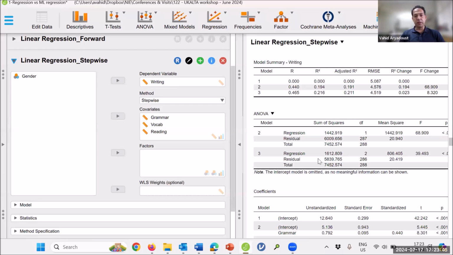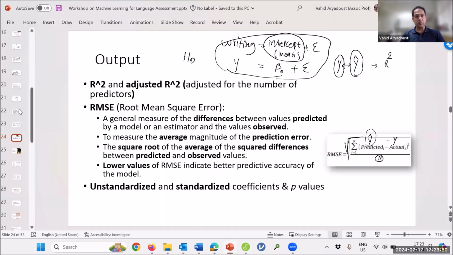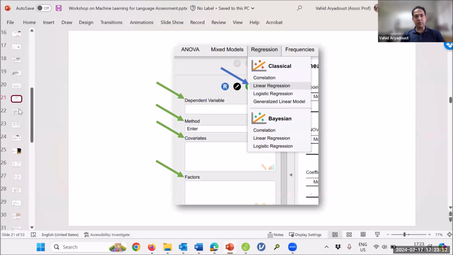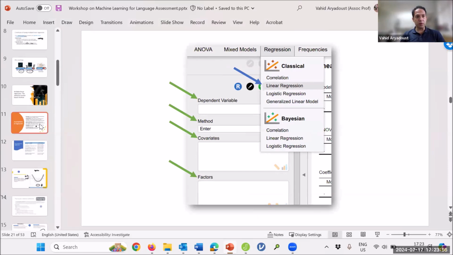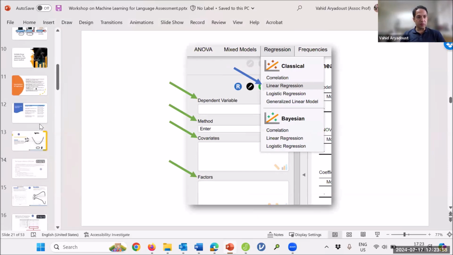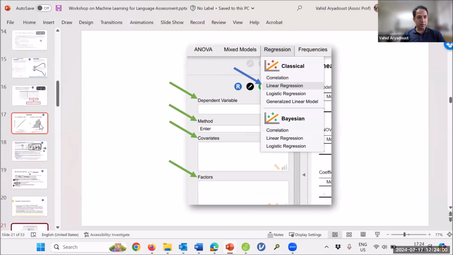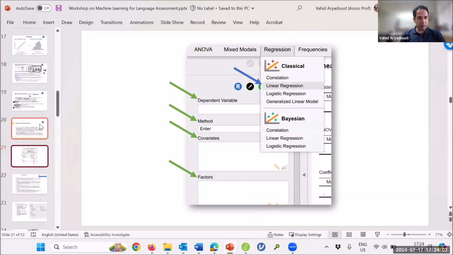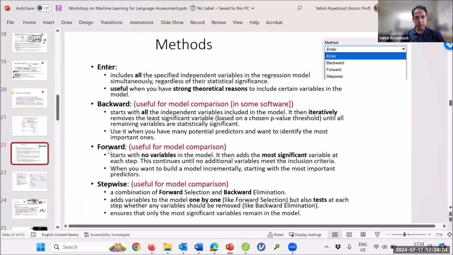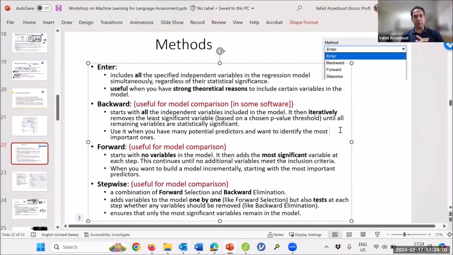Okay, so why do we use different methods and what do they do? Here is a quick overview of these methods of fitting regressions. Where is that? I guess it's here. Yes. The methods are these, everyone.